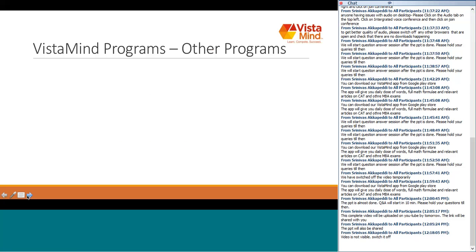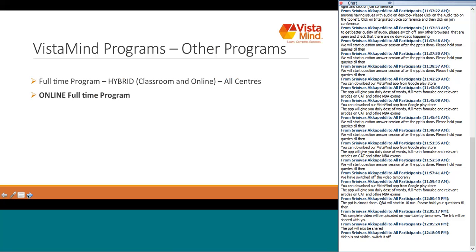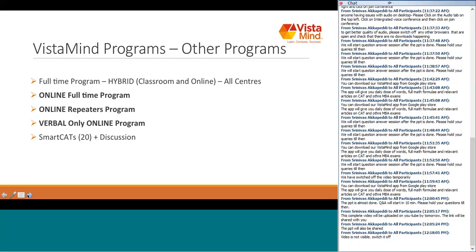We also have other programs, guys. We have a full-time program at our centers in Calcutta, Chennai, Bangalore. It's a hybrid class, full-time classroom program plus online. It's India's first online hybrid program, online full-time program, and online repeater test program for people who are writing the CAT again. There's a verbal-only online program also, with about 40 hours of preparation, smart CATs and discussion only. And of course, we have specific workshops on Quant, DI, verbal and smart CATs.